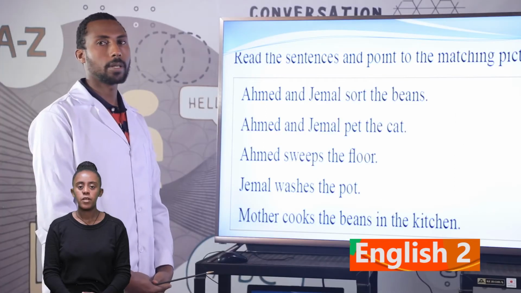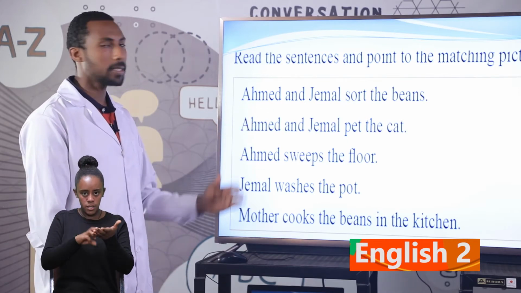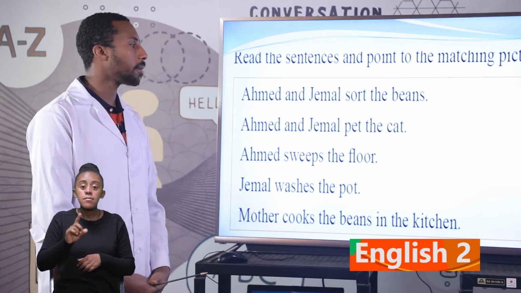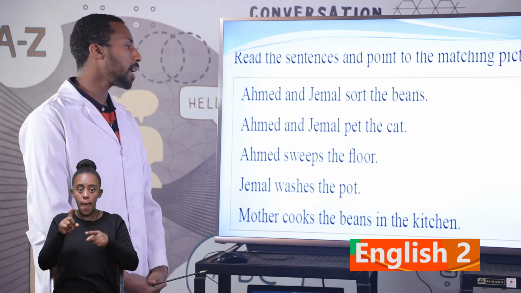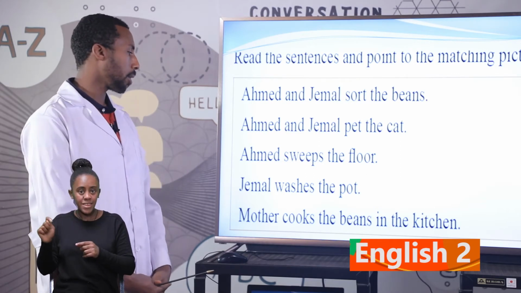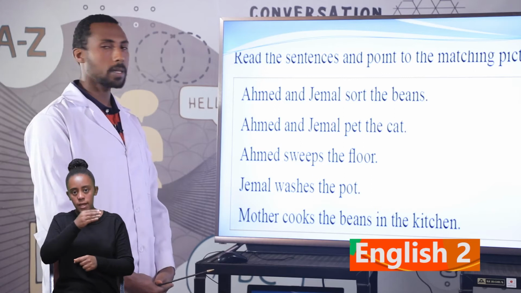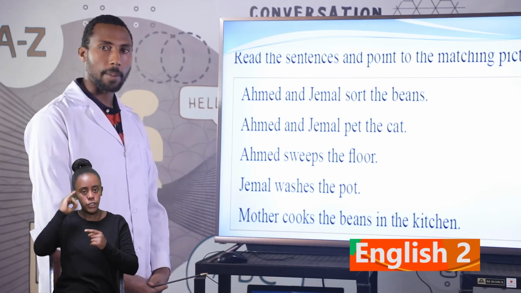Well done, student. Thank you very much. Let us read together. The first sentence, it says what? Number 1, Ahmed and Jamal sort the beans. Number 2, Ahmed and Jamal pet the cat. Number 3, Ahmed sweeps the floor.